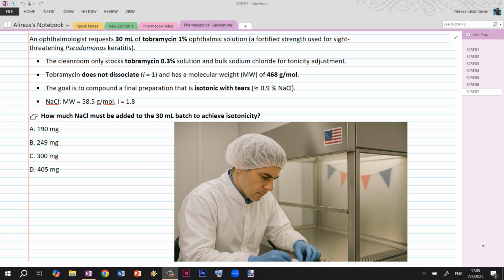The question is, how much sodium chloride must be added to the 30 ml batch to achieve isotonicity? A, 190 milligram, B, 249 milligram, C, 300 milligram, or D, 405 milligram. Please pause this video and see if you can solve this problem.